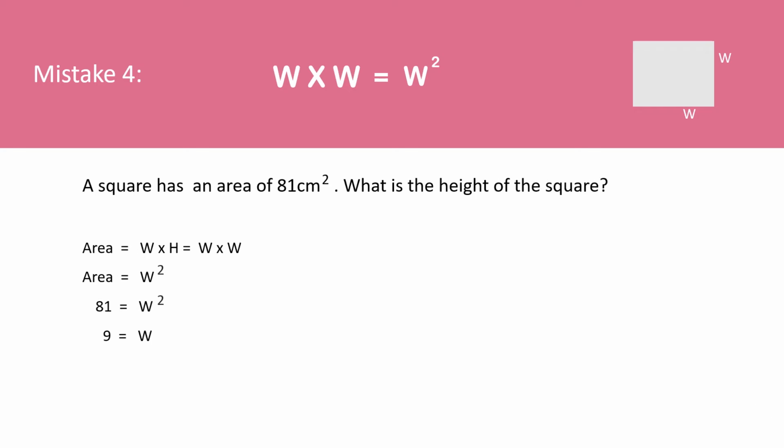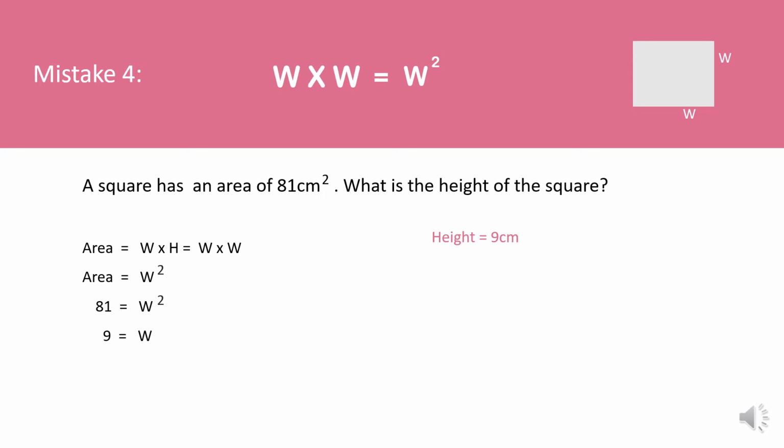Now let's move on to the next example. A square has an area of 81 centimeters square. What is the height of the square? This question gives you only one piece of information, which is the area of the square. In this case, I must use the equation of the area, which equals width times height.